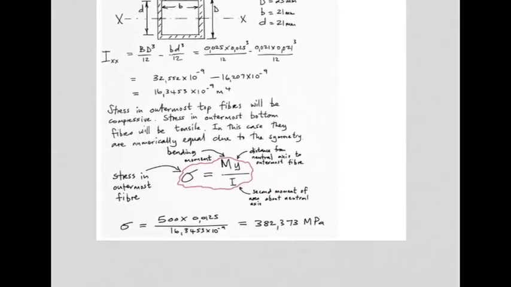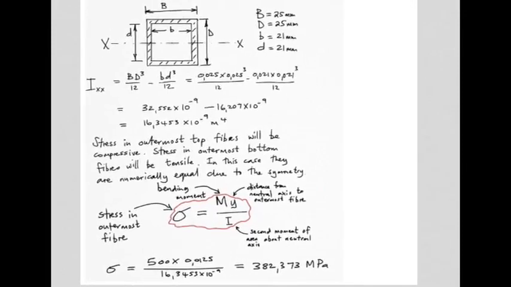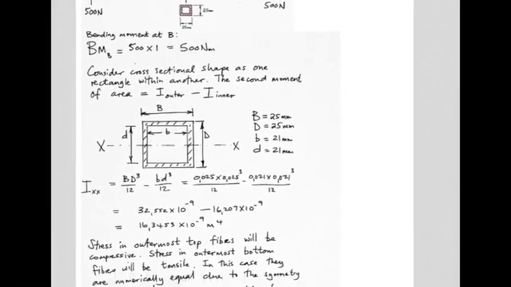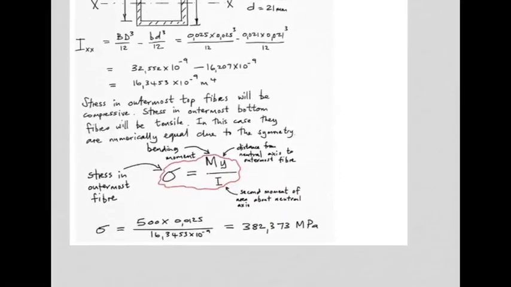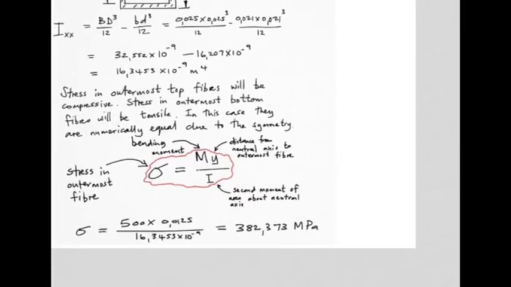and the stress in the outer fibers of this very example would be 500. Remember, that was the bending moment which we worked out earlier. There it was there, 500 Newton meters. Okay, that's M, Y, 0.0125. Let's see where that comes from. 0.0125, that's the 12.5 millimeters from the neutral axis to the outermost fiber. That's sorted. And finally, I is this 16.34 times 10 to the minus 9 value.